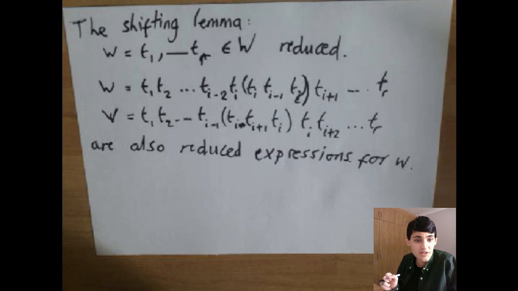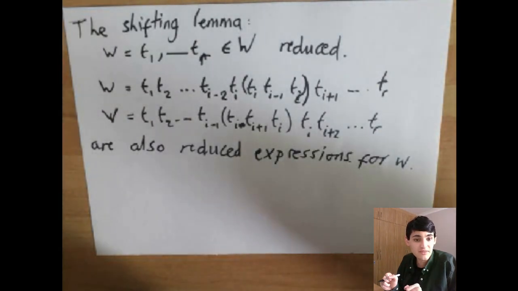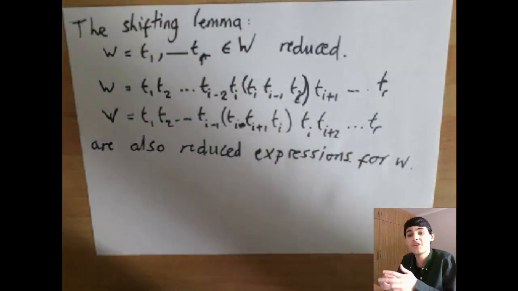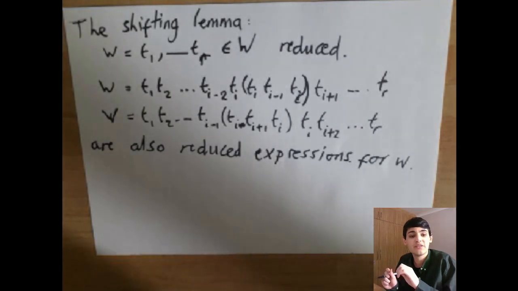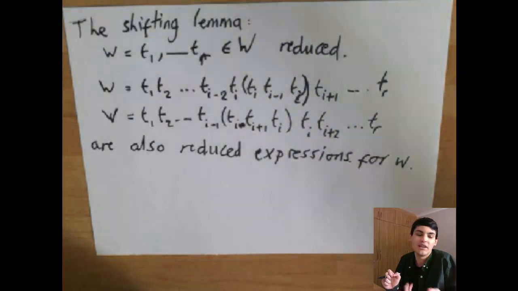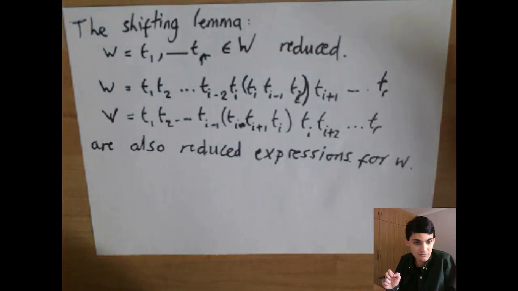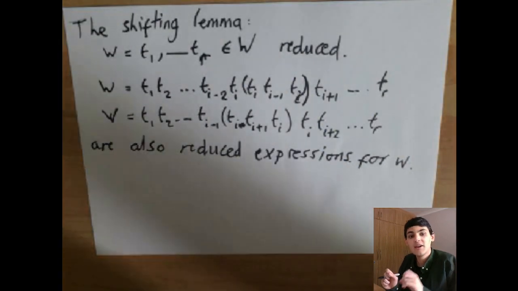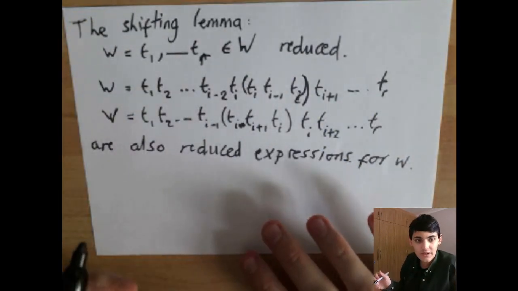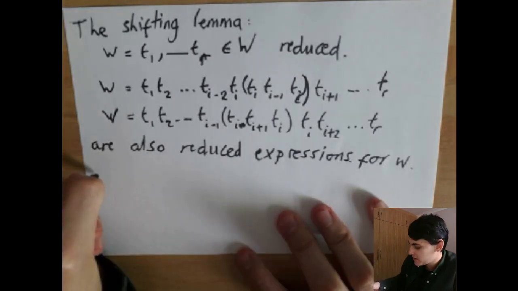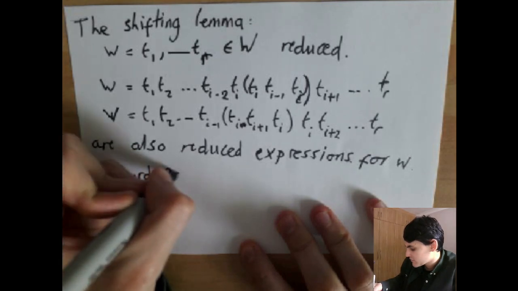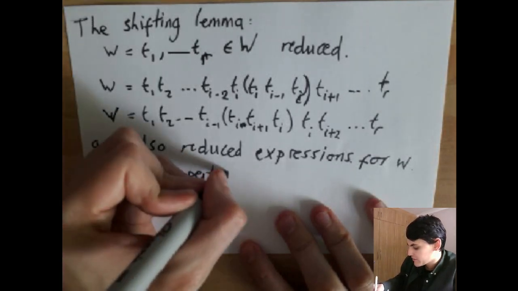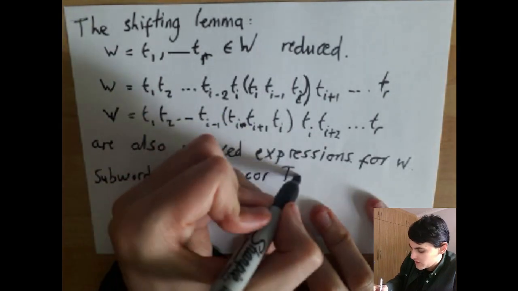But what this does is that first of all it shows that you can use the shifting lemma to prove that there is no difference between the left and right absolute order. In other words, it is achiral. But a corollary of the shifting lemma is the subword property for T words.